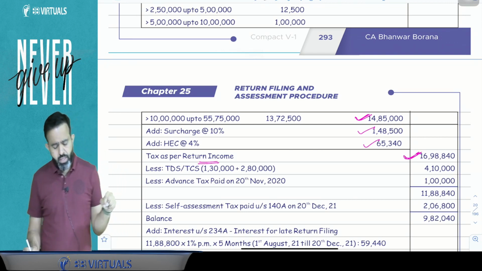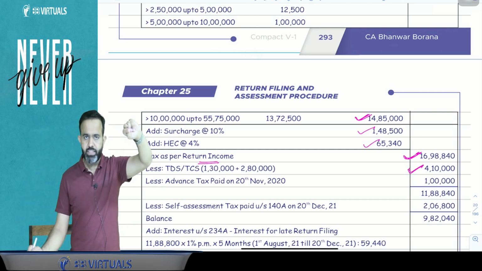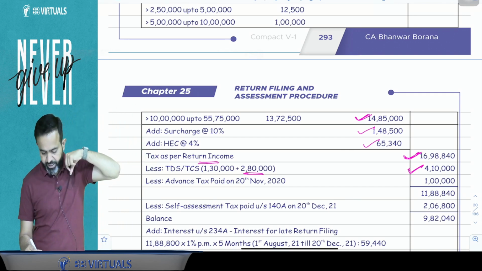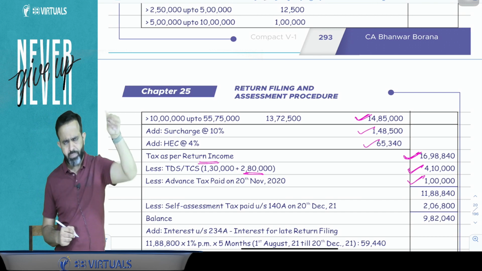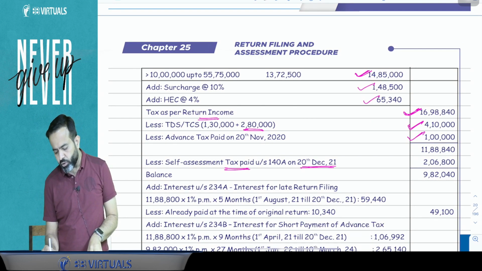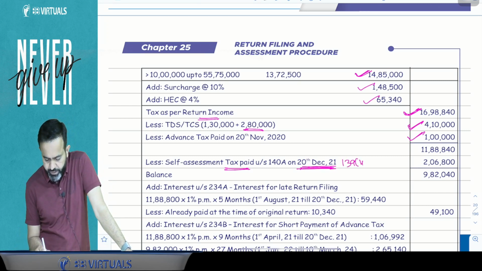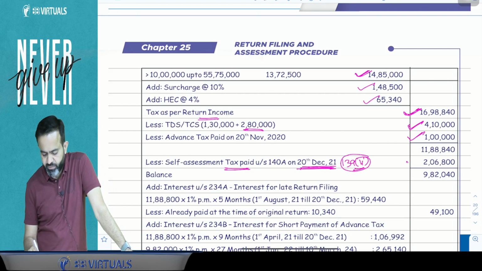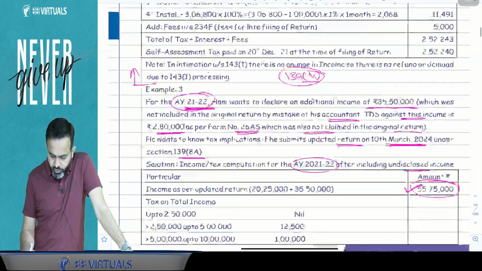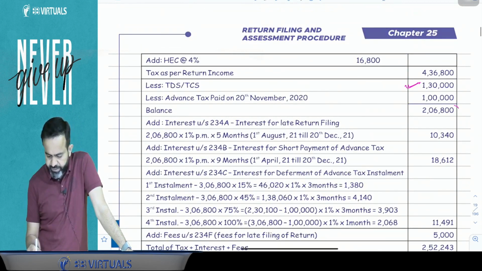Now guys, will you get the TDS/TCS credit? Yes. Earlier TDS/TCS of 1,30,000 you already claimed. Now the 2,80,000 also, which you had not claimed, and advance tax of 1 lakh rupees you already claimed. You will get credit for that. As well as the self-assessment tax you paid on 20th December 2021, when you filed the return under section 139(4). At that time you paid self-assessment tax of 2,06,800. That also you will get credit for.